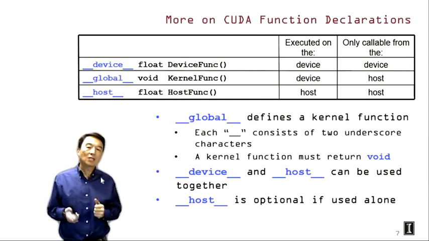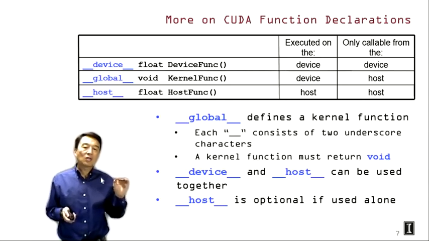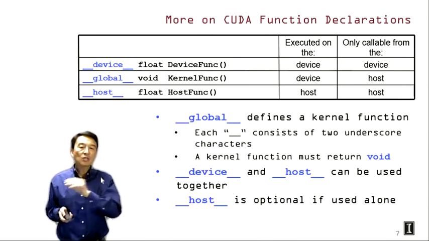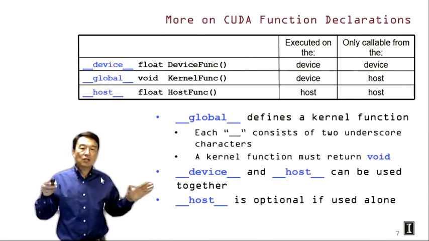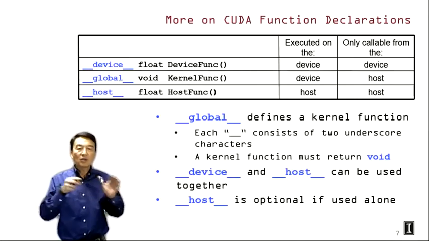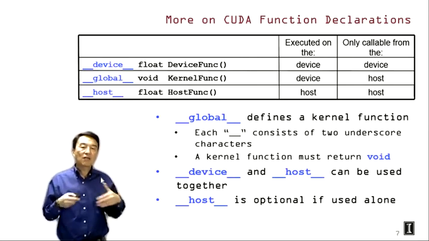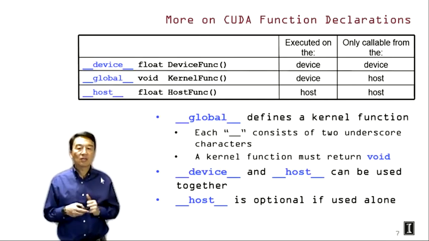The second one is that __device__ and __host__ can be used together. This gives you a function that will be compiled in both ways. It will be compiled into a host function, and it will also be compiled into a device function. This way, the function can be appropriately used in both the host and device. This is oftentimes used to generate useful utility functions that could be used on both device and host.